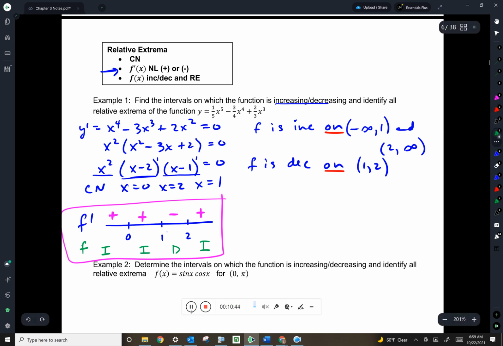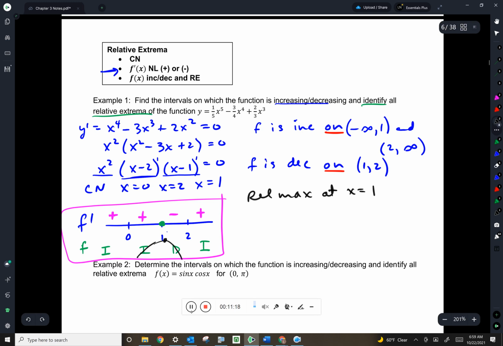Okay, but that's not all the question asked. It also said identify all relative extrema, meaning relative max and relative min. So when you look at this chart we have of the derivative, do you see that right here at x equals 1, the derivative changes from positive to negative? So think about it. If my original function is going from increasing to decreasing, hopefully it makes sense that the original function is going to have a relative max. So I'm going to say relative max at x equals 1.